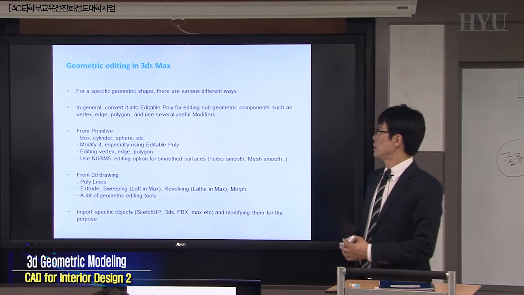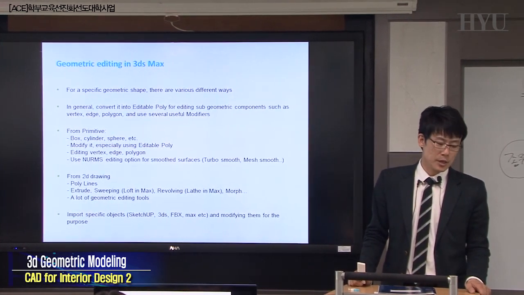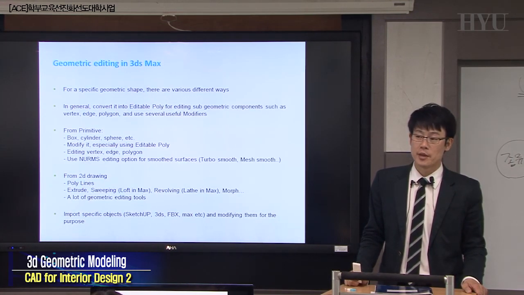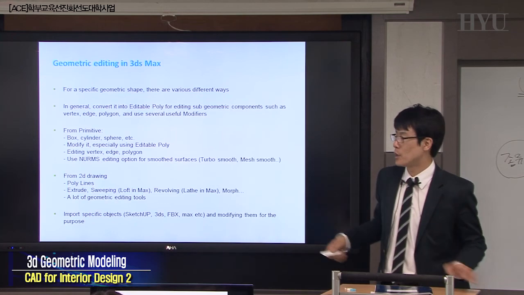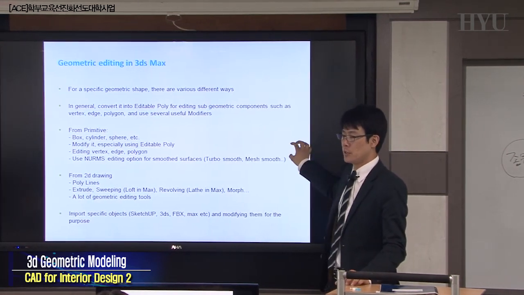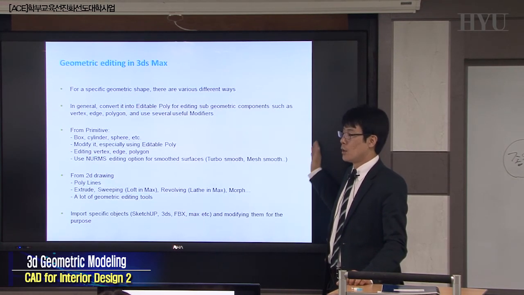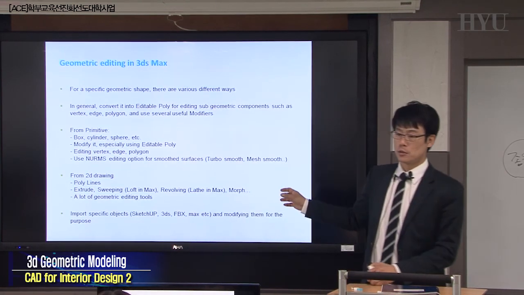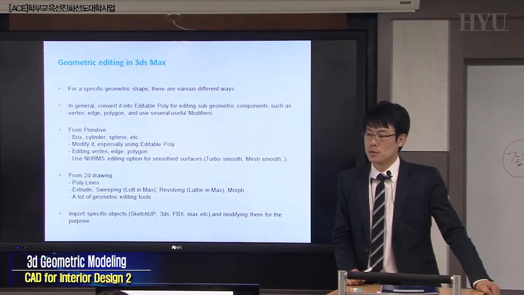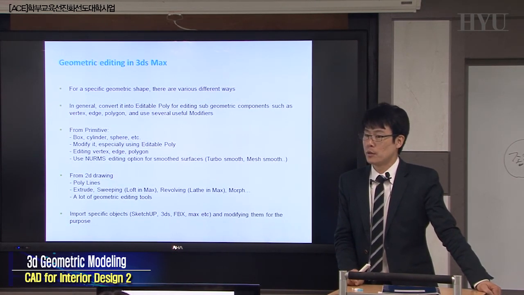Creating geometry in 3D Max is simply kind of an iterative, sometimes never-ending process of modification. Create your own simple geometry and try to edit, try to modify it until you get the geometry you want. So this is very time-consuming and tedious. And anyway, you have to spend a lot of time.